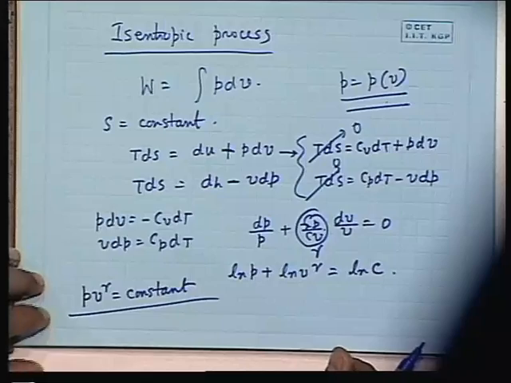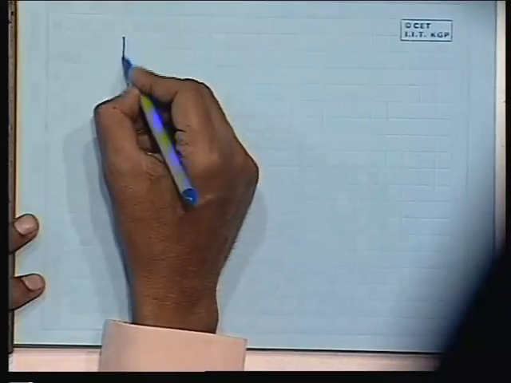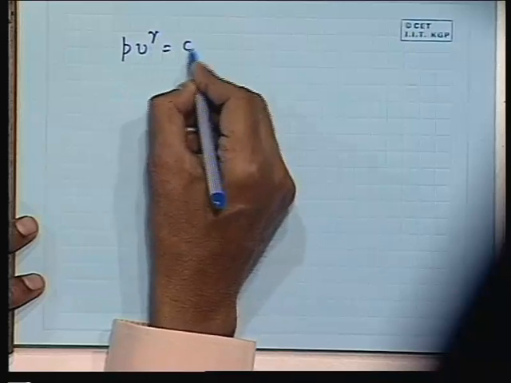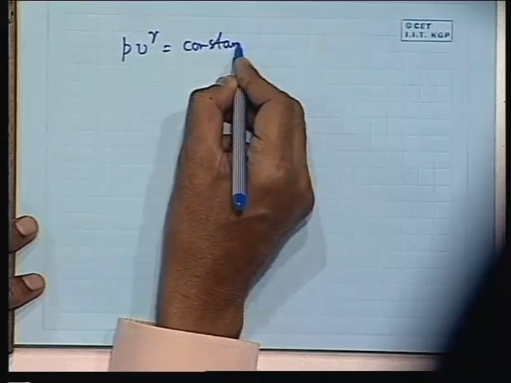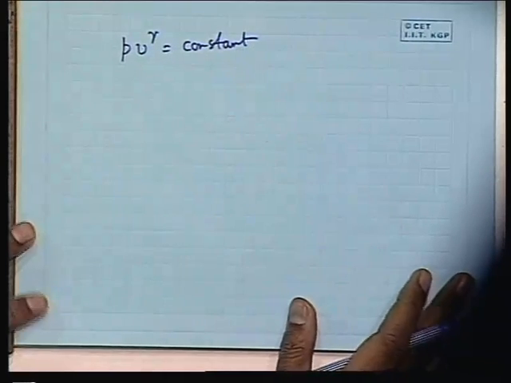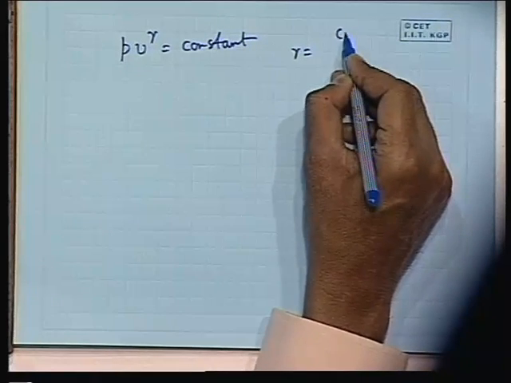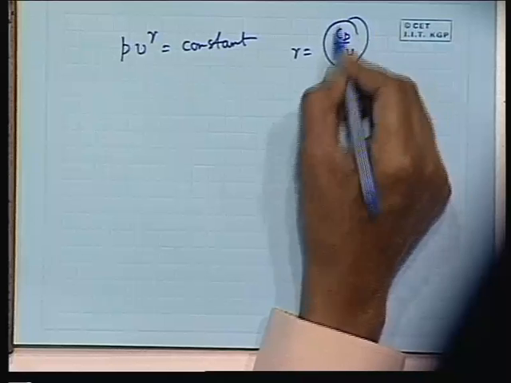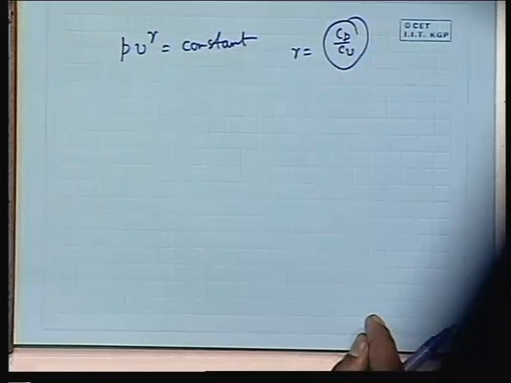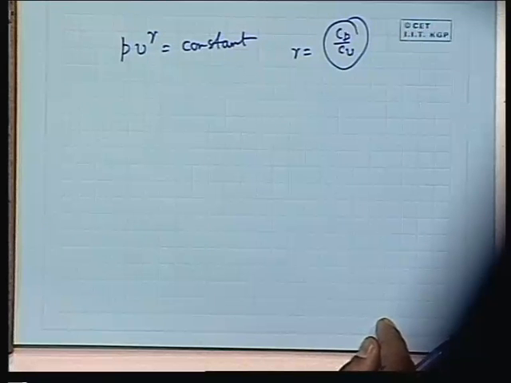This is a very important relationship for an isentropic process. Probably you have done this in school. PV to the power gamma is constant is valid for an isentropic process executed by an ideal gas, where gamma is constant and equal to Cp by Cv. Gamma is always greater than 1 because Cp is always greater than Cv. That has already been proved.